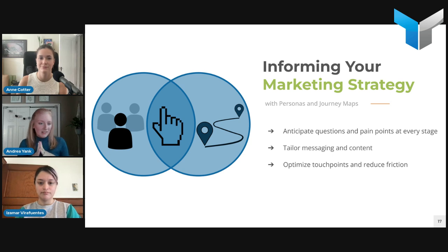My third point is to optimize those touch points and reduce the friction. Don't give them too much. Don't overwhelm them. They're not going to know what to look at. Give them what they need in the moment of what they're searching, what they're looking for, who they are, what they're on your website for, and what you've brought them in with as far as keywords or targeting.